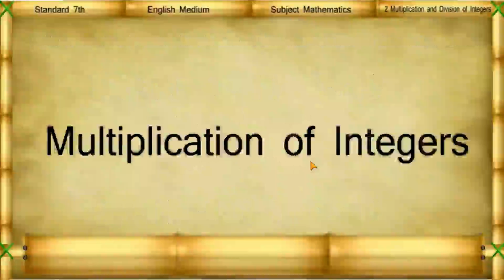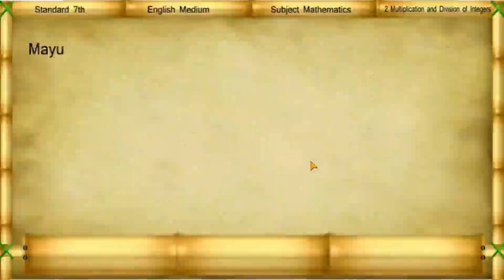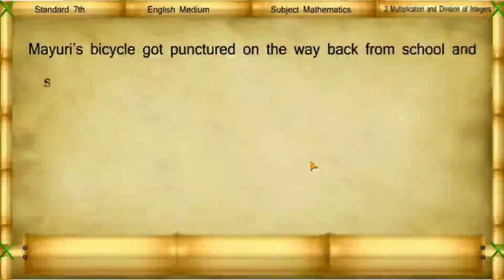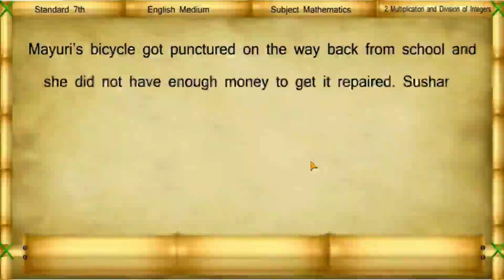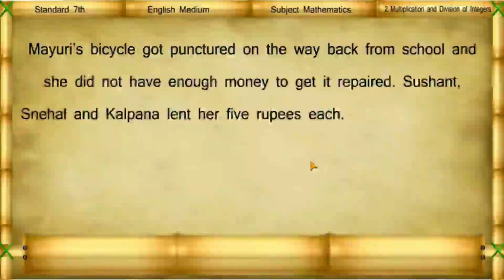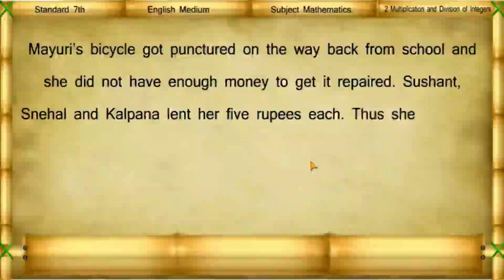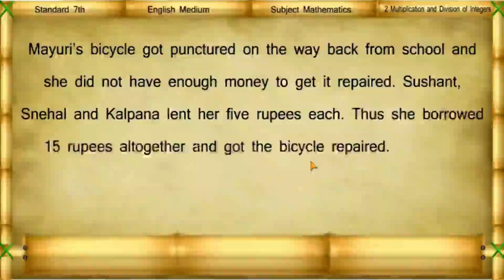Multiplication of integers. Mayuri's bicycle got punctured on the way back from school and she did not have enough money to get it repaired. Sushant, Snehal and Kalpana lent her 5 rupees each. Thus, she borrowed 15 rupees altogether and got the bicycle repaired.